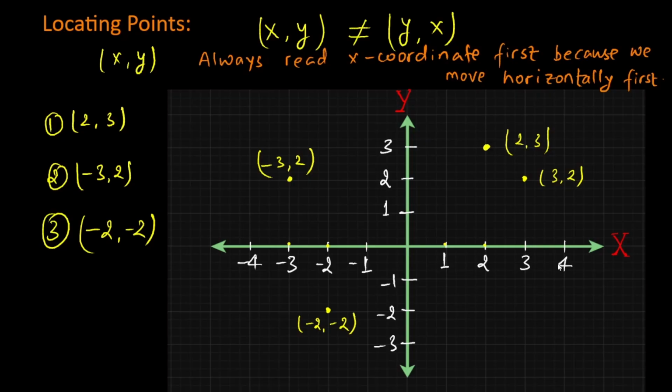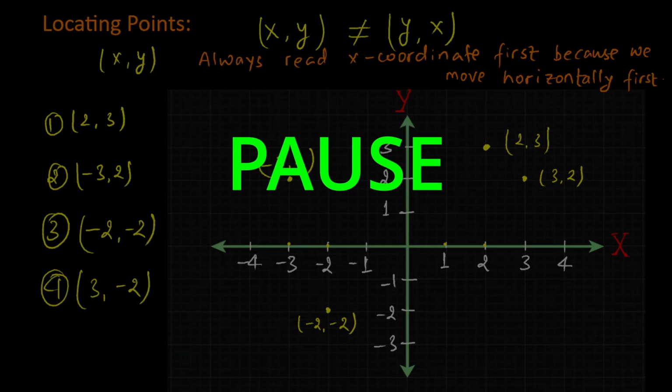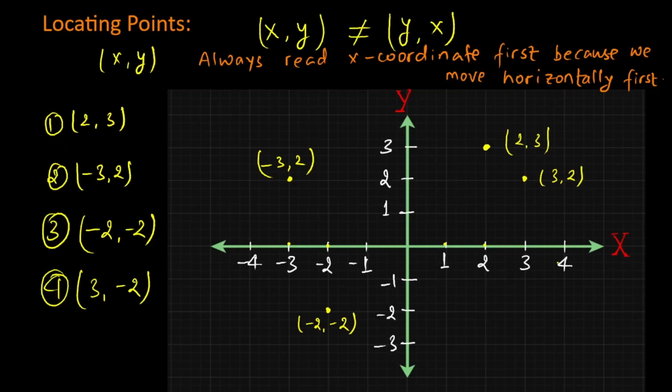Now it's your turn. Pause the video and locate point 3 comma negative 2 on this coordinate plane. Okay, so the x coordinate is positive 3, so we move 3 units along the x-axis to the right side, and then the second number is negative 2, so we go down 2 units. So this point is our 3 comma negative 2.